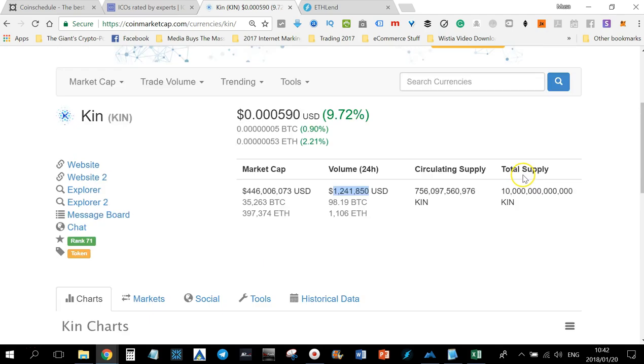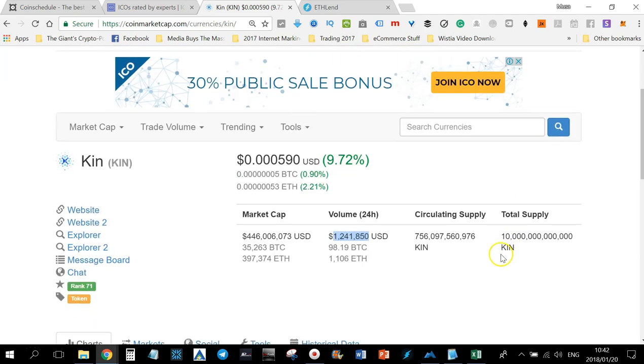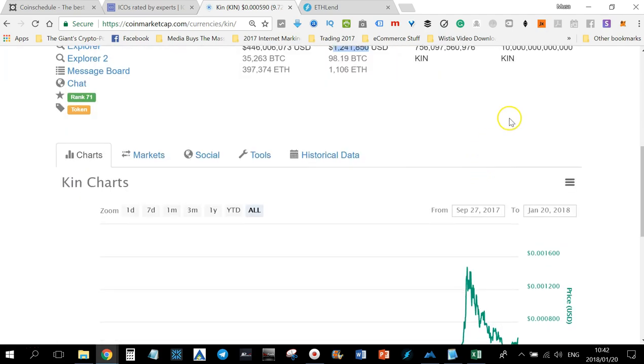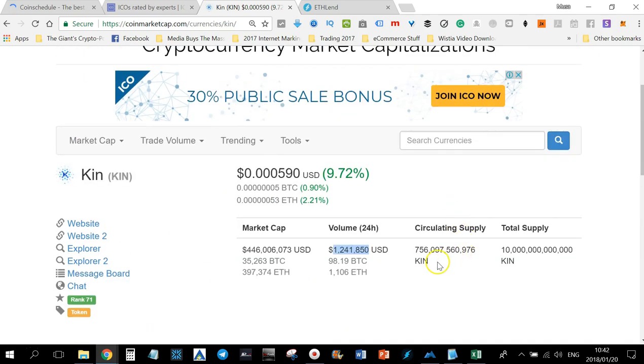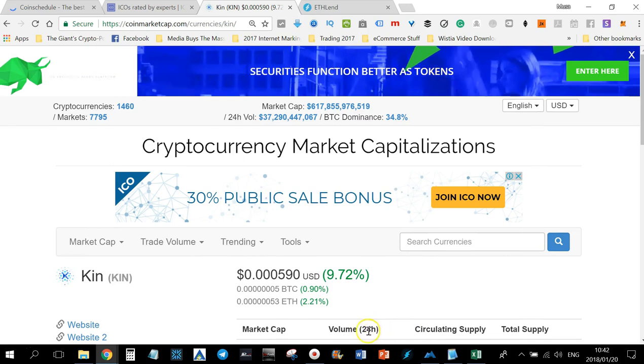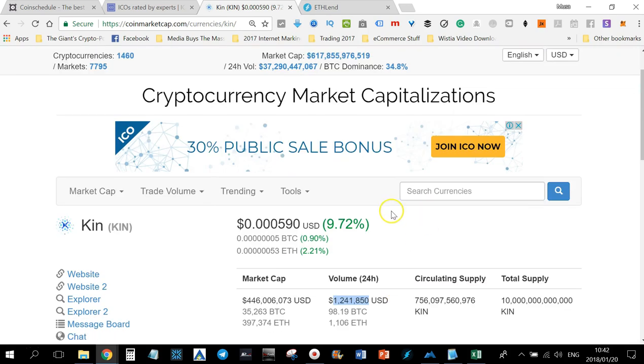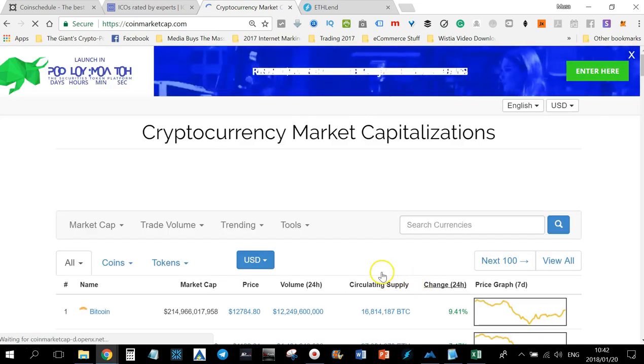All right. So yeah, I think I have covered everything there is to cover in terms of just walking you through the CoinMarketCap website, showing you different tabs and stuff like that, different cryptocurrencies that you might be interested in.